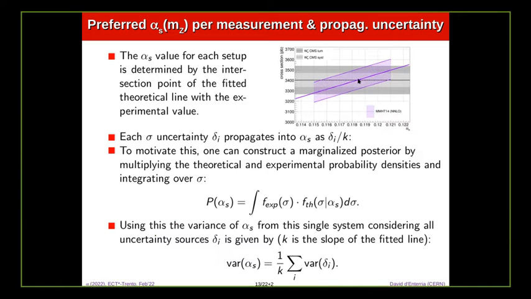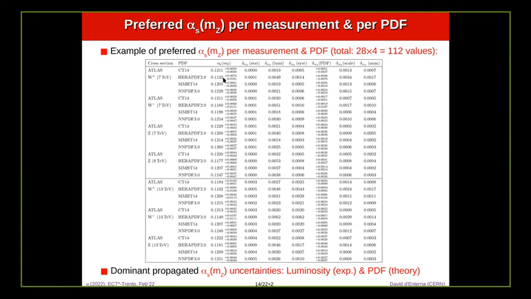The preferred value, this is just a cartoon, is the value where the experimental cross-section crosses the theoretical one. This is our preferred alpha S. And then this is the theoretical, and this is the experimental uncertainty that you can propagate to alpha S properly. I don't go into the details, but it's easy to propagate. And then that's the type of result we obtain.